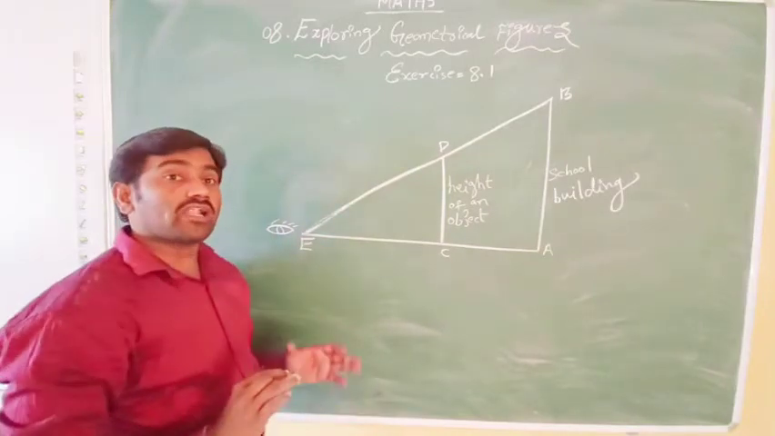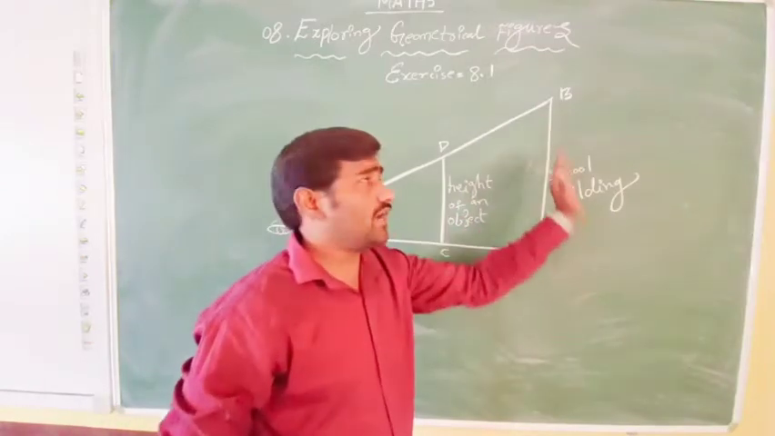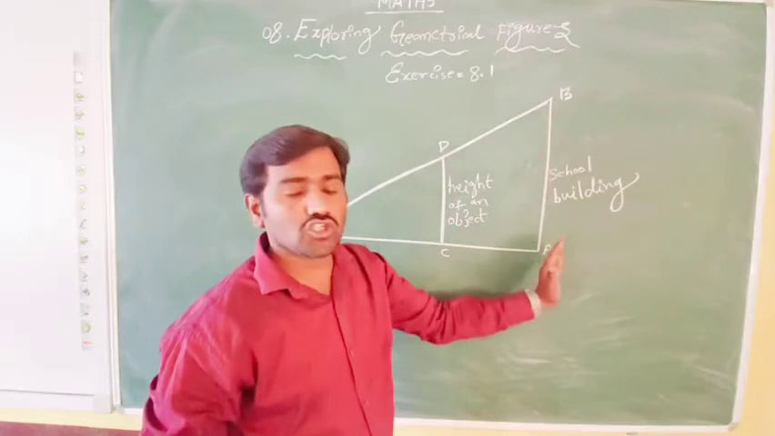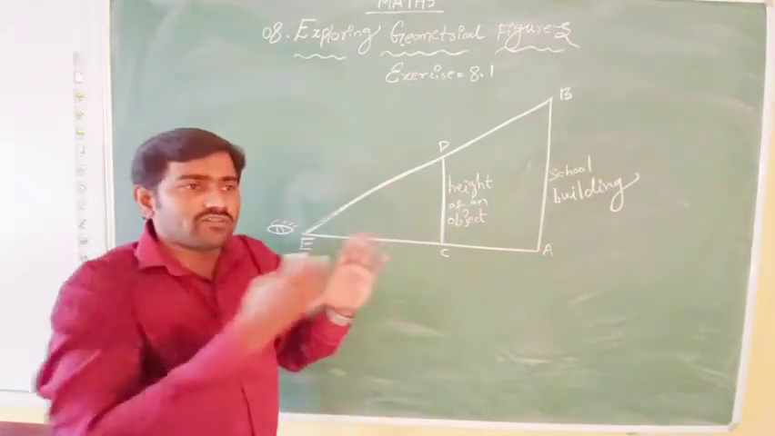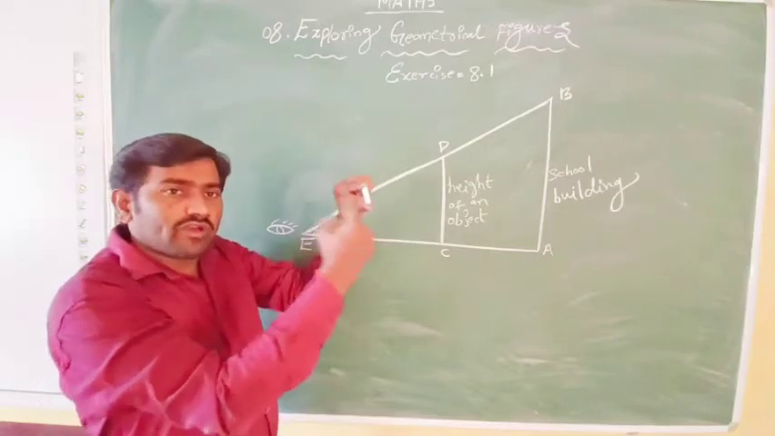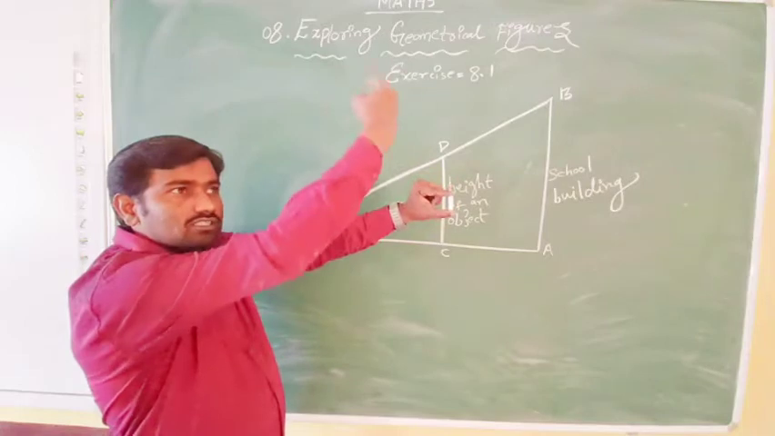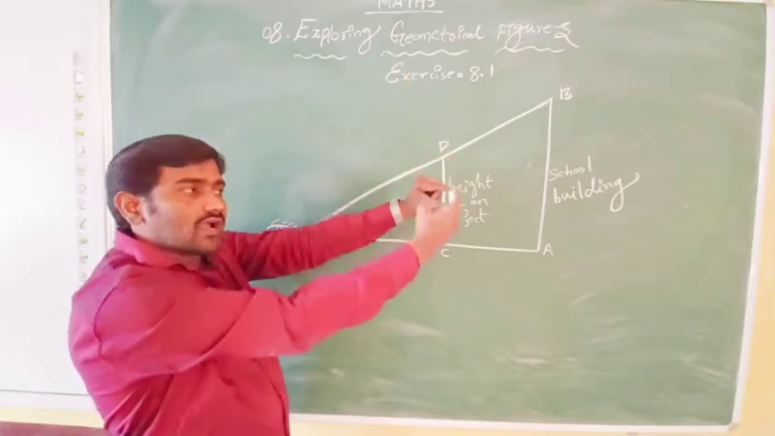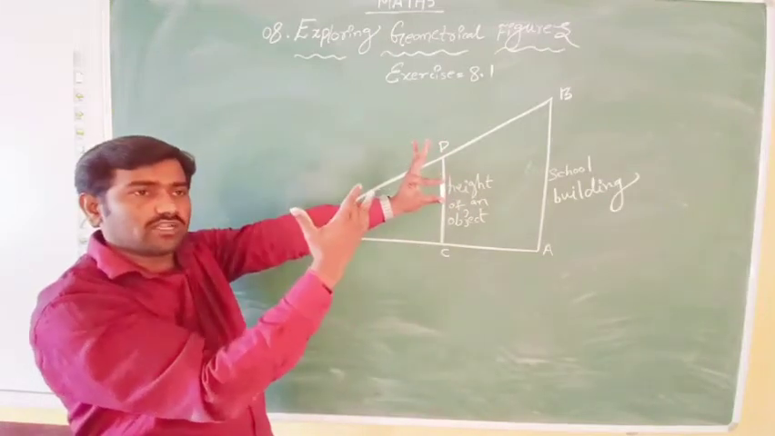Now I am telling you how you can find out the height of a school building, or height of a tree, or height of a mountain, or height of a lamp post, or height of anything. Simple, you have to stand at some distance, hold something in your hand, and observe by stretching your hand. This top should cover the top of the object for which you need to find the height, and this bottom should cover the bottom of that building. You need to observe in that way.